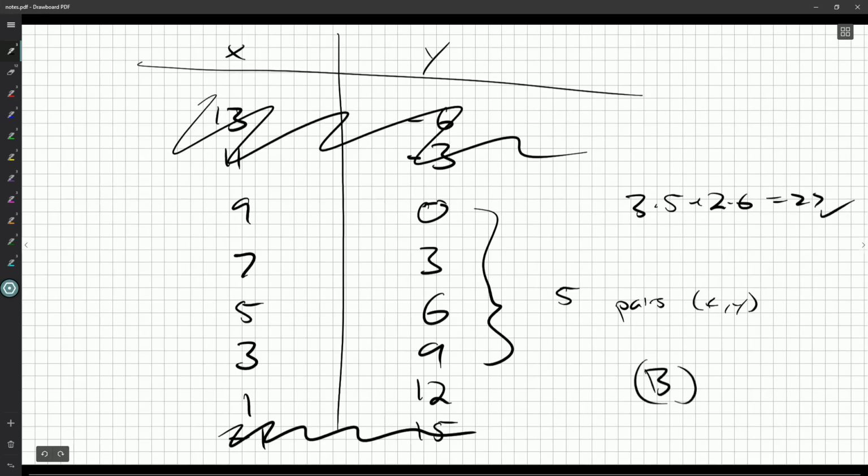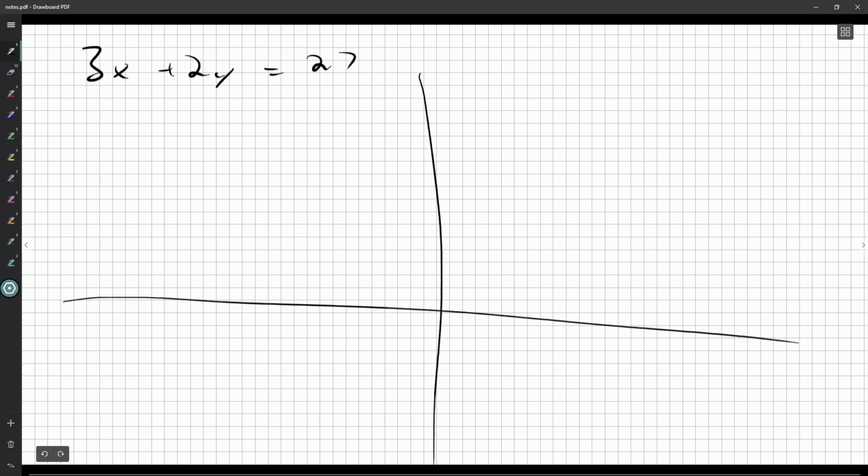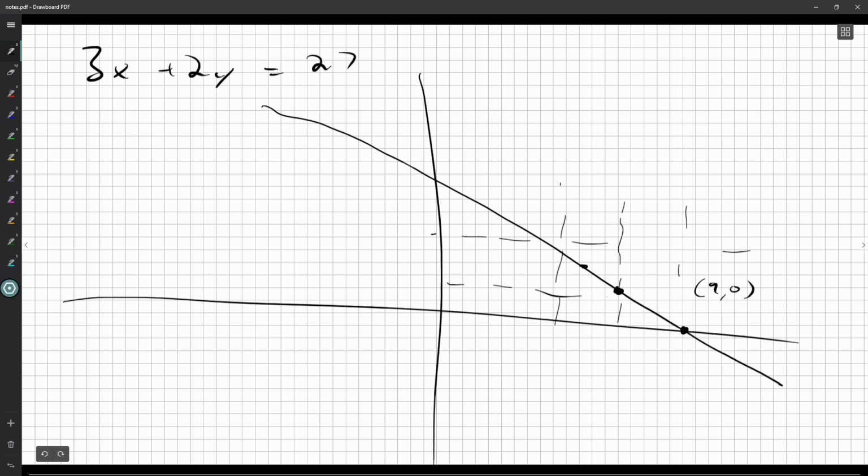Another way to approach these questions, just while we're talking about them: 3x plus 2y equals 27 is a line. Right? If you want to, you can rearrange it to look like y equals mx plus b or something like that. But it's a line that goes like this. And what we found is that 9, 0 is a point on this line. Okay? But what they're asking for with integer values for x and y is what lattice points, so points that have integer coordinates, are on this line.